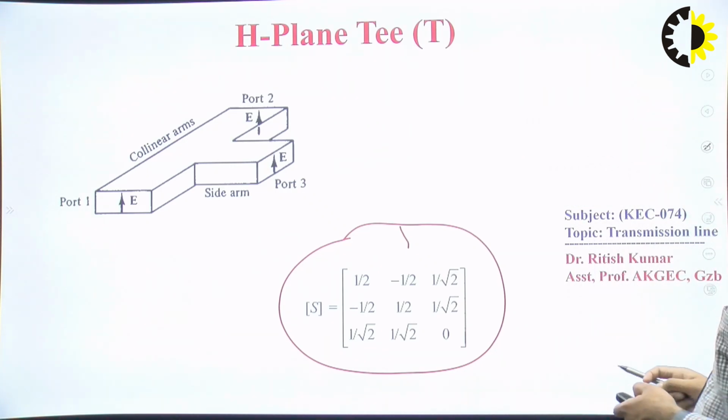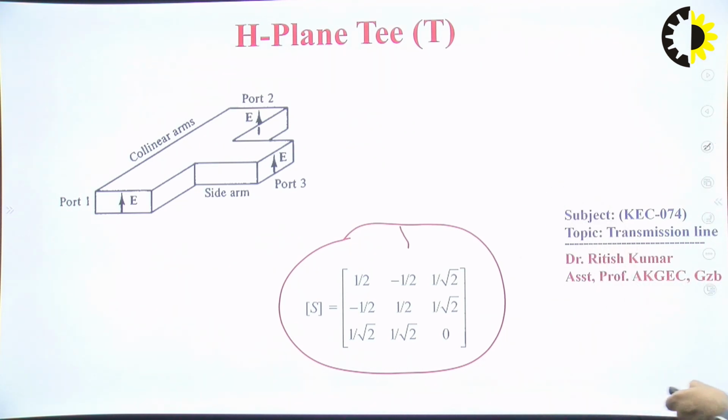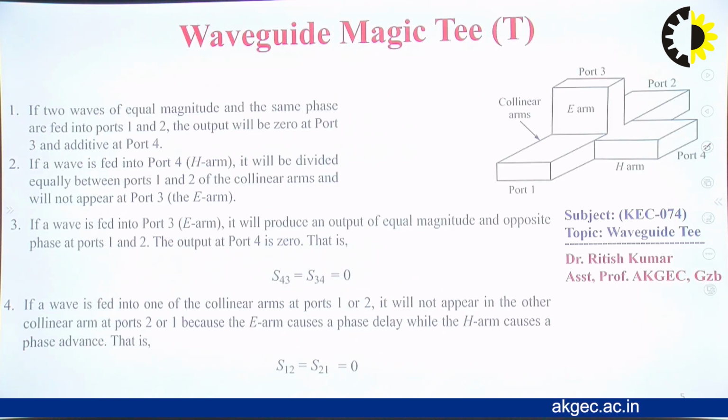respectively, and this is a kind of H plane T. If you combine these two, the E plane T and H plane T, you will have a magic T. Next is the waveguide magic T here. Now you can see here this is an E plane T and this is an H plane T. That's why we are calling this an E arm and this one an H arm, right?